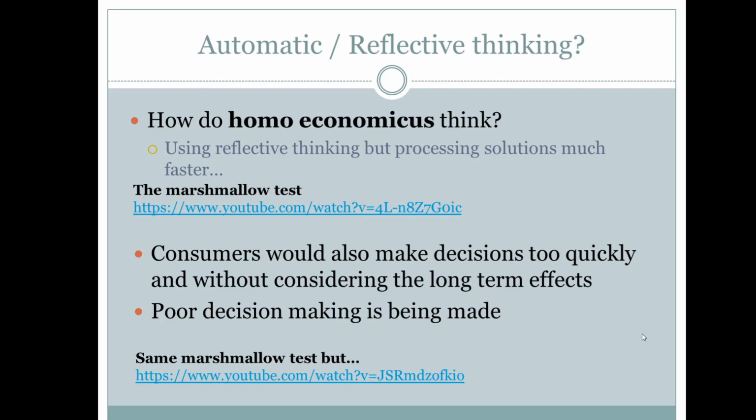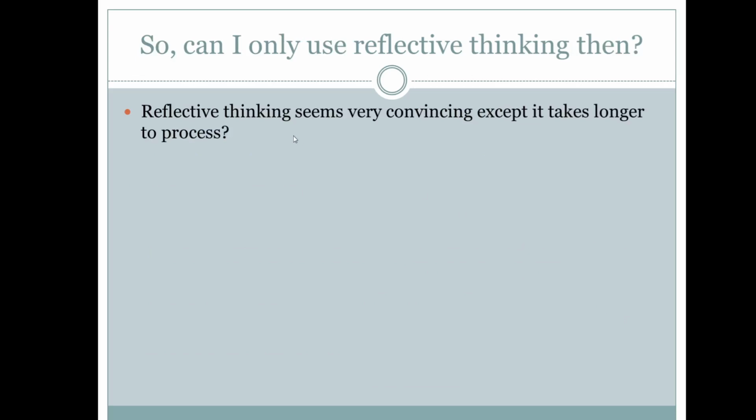So let's move on. After all that, we kind of know reflective thinking. That's the way to go. Right? So if we know that, then we just have to use reflective thinking for everything, in order to make the best choice.